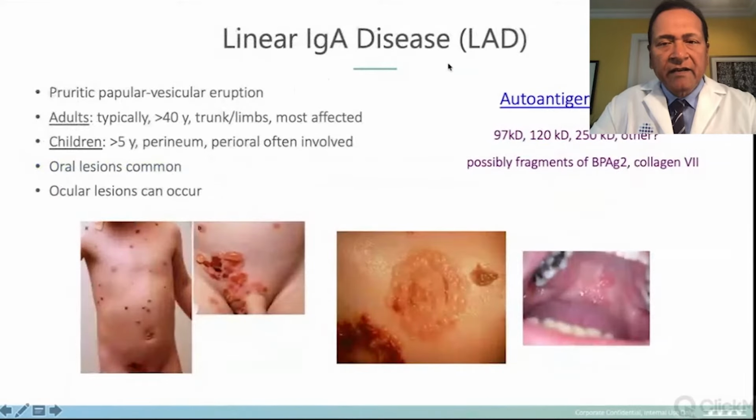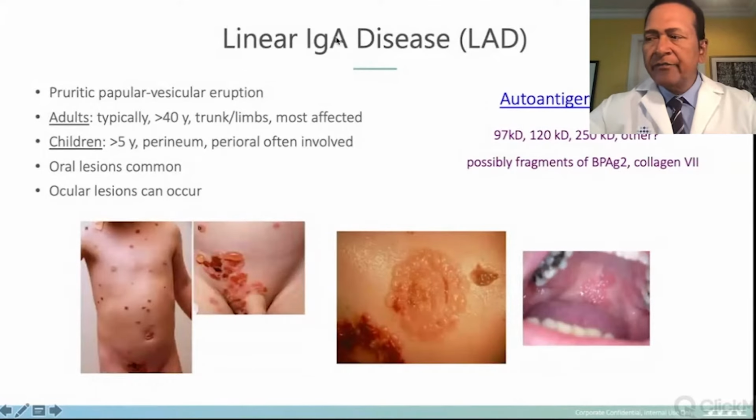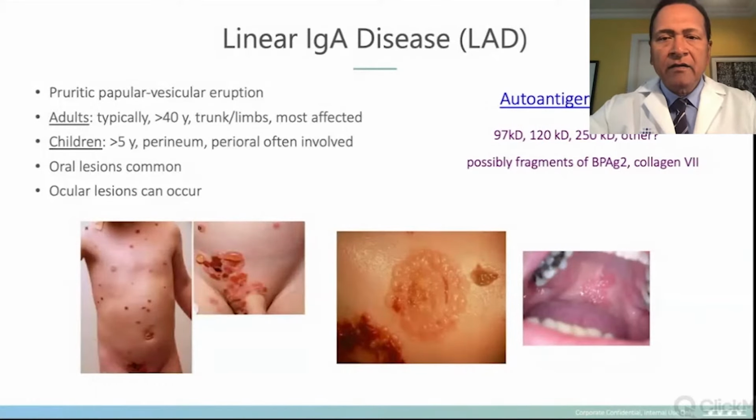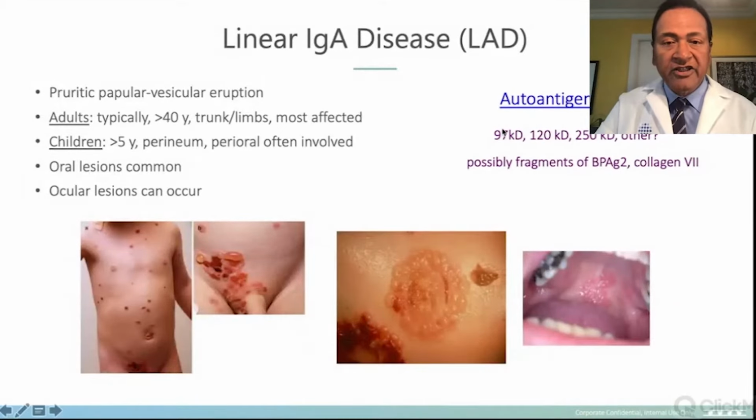Linear IgA disease. Again, the IgA subclass of autoantibodies is at work here, and it can occur in adults, but is especially seen in children around the perineum or perioral areas. Oral lesions are common. The autoantigenic targets are still being worked out, and there are a number of them. But the key difference is that the Ig subtype is related to the IgA subclass rather than the IgG subclass.